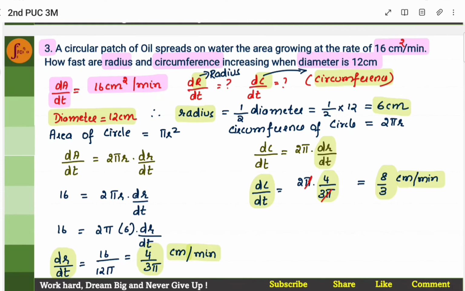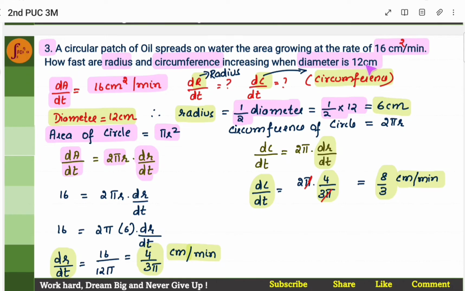If the diameter is 12 centimeter, what is the radius? Radius is half of the diameter, that is half of 12, which is 6 centimeter. What is the area of a circle formula? π r squared. Now you find the derivative. We don't know what dr by dt is, but we'll have to find this out.